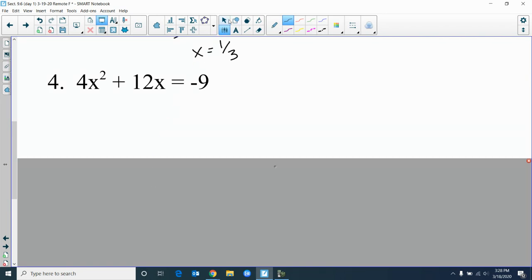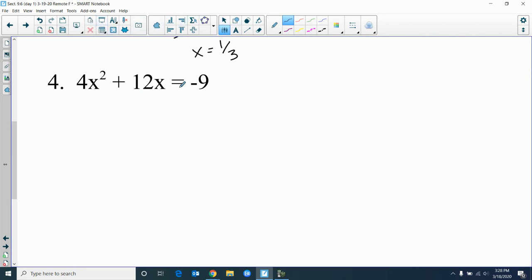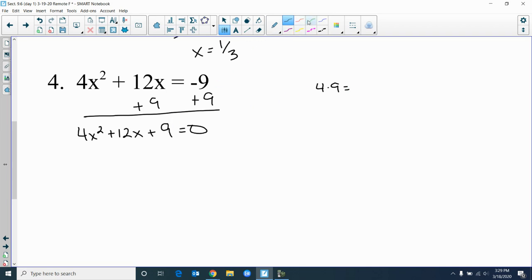All right, the fourth one doesn't equal 0. We have to make it equal 0. Add 9. 4x squared plus 12x plus 9 equals 0. Got a number in front of the x squared. We need to multiply the 4 and the 9, that's 36. I need two numbers to multiply to equal 36, add to get 12. All right, think about it.